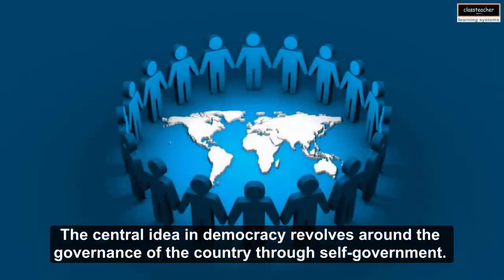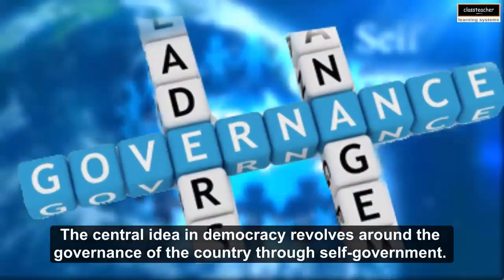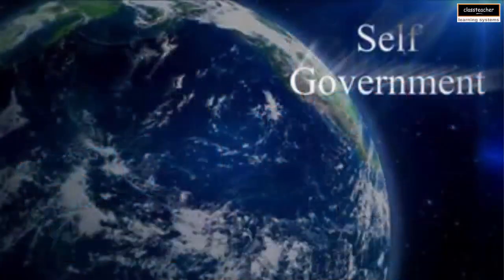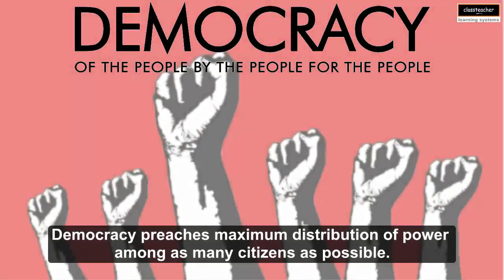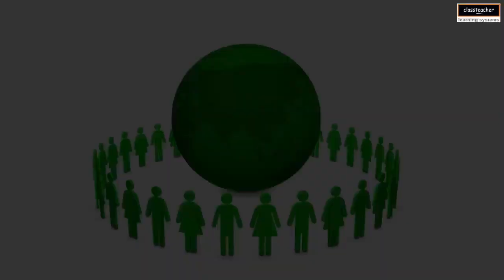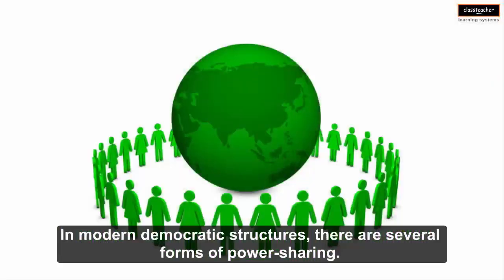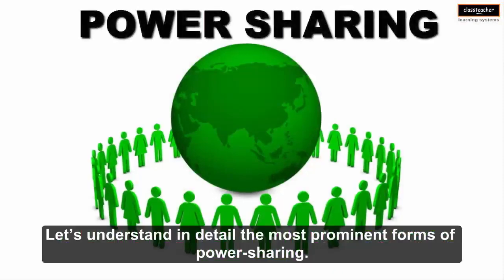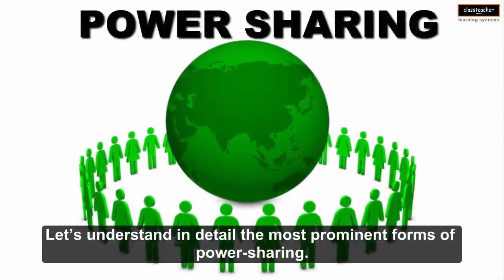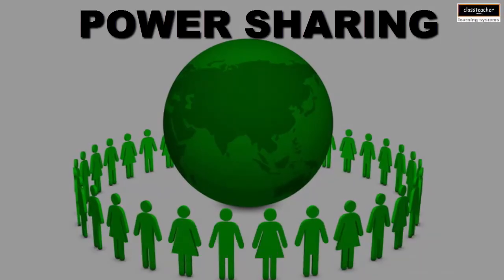The central idea in democracy revolves around the governance of the country through self-government. Democracy preaches maximum distribution of power among as many citizens as possible. In modern democratic structures, there are several forms of power sharing. Let's understand in detail the most prominent forms of power sharing.